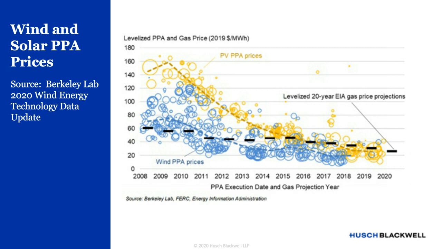In 2010, you were kind of all over the place, regardless of project size, and now, while there's always going to be a few outliers, everything is really gravitating towards that trend line, and both according to the Berkeley Lab and FERC and EIA, the prices on both wind and solar are anticipated to still be below gas price projections.